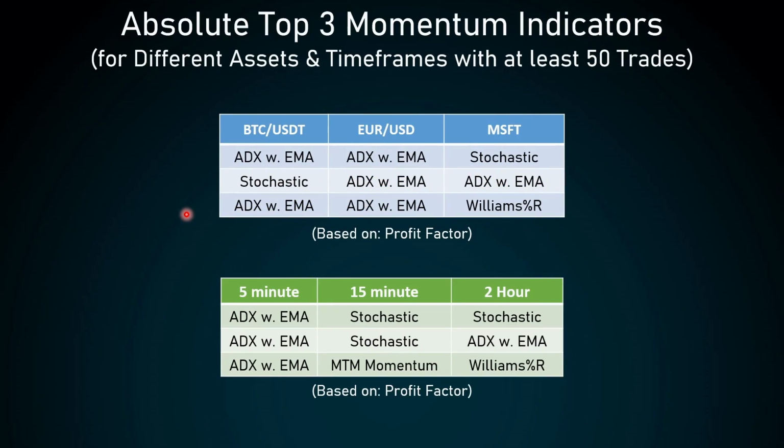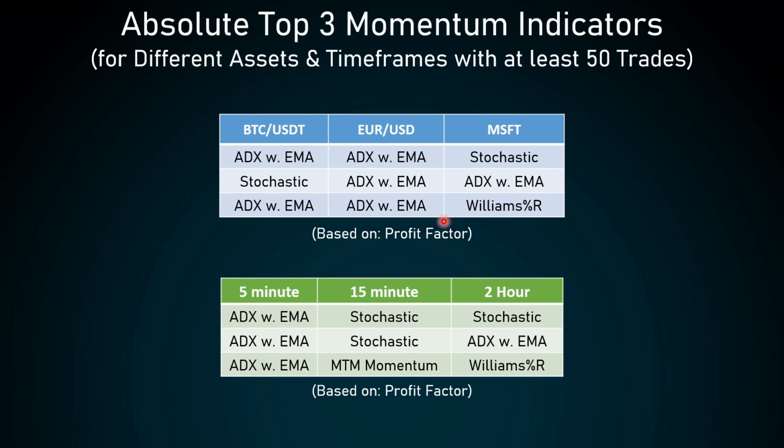And to end this video, let's see a few other interesting stats. Here are the absolute top 3 momentum indicators for different assets and timeframes. For BTC USDT, the first and the third place winner is the ADX with an EMA, and the second place goes to the Stochastic. On Euro USD, there's no question, the top 3 places go to the ADX with an EMA. On Microsoft though, the Stochastic was the best, the ADX is the second, and the Williams percentage R is the third.